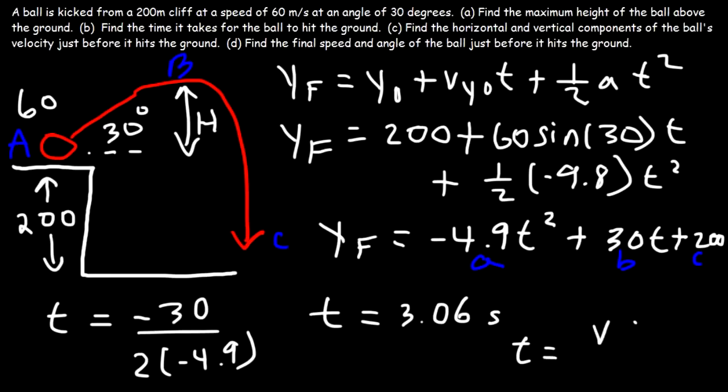You can also use this equation to find that time. You can use v sine theta divided by g. That's 60 sine 30 divided by 9.8. And that will also give you 3.06 seconds. So now that we have the time it takes to reach the maximum height, if we plug in t in this equation, we'll get the height at position B. So let's go ahead and do that.